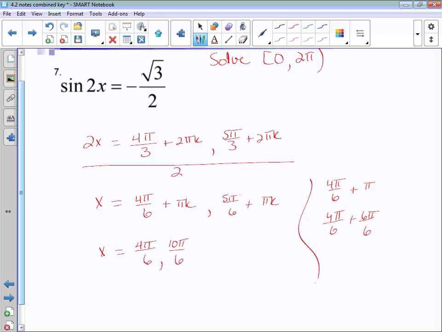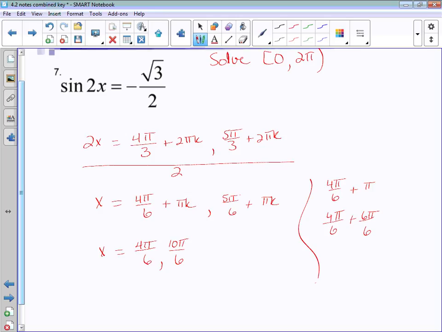The other one said give all solutions. So you can just get to this step with a k and you're done. This one, we've got to find everything from 0 to 2 pi. And just 4 pi over 6 and 5 pi over 6 are not the only answers from 0 to 2 pi. Because of that, that 2 there messes us up.